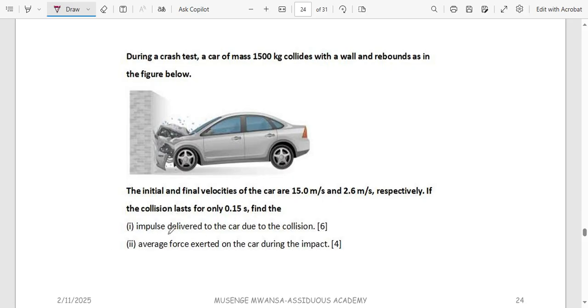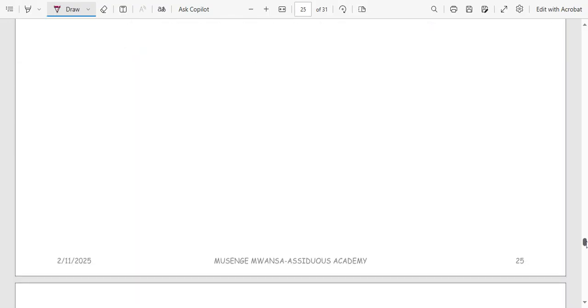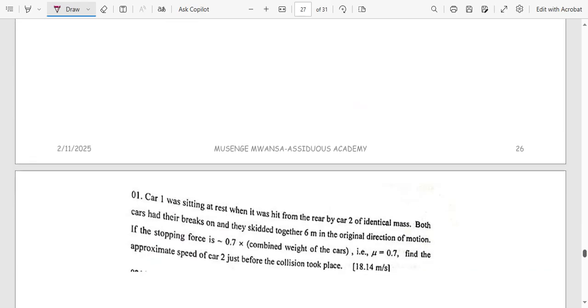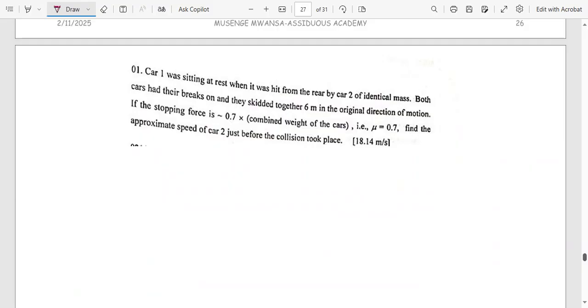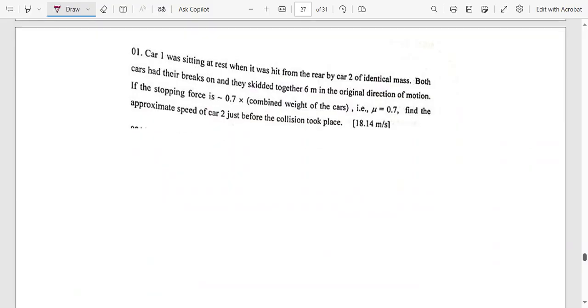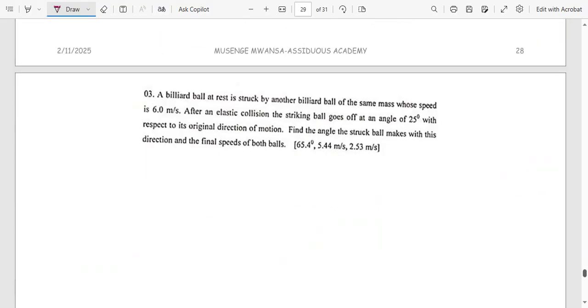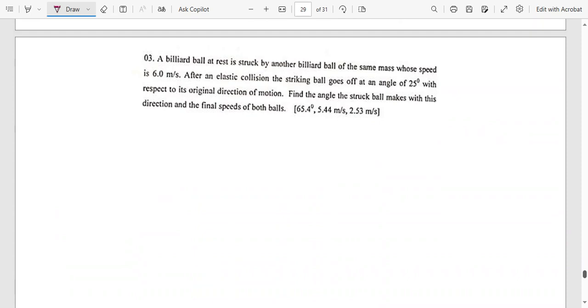You want to calculate the impulse delivered to the car and then the average force exerted on the car. And then you have got this one. You also have this one. So let me just send a PDF so that you can be able to answer these questions.